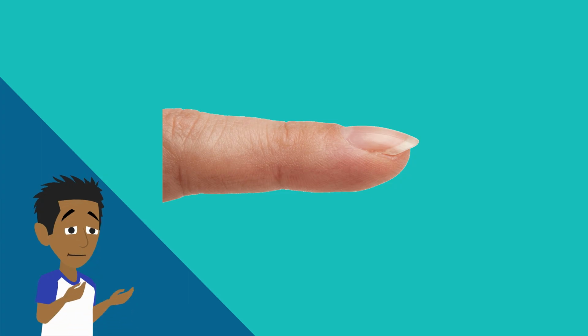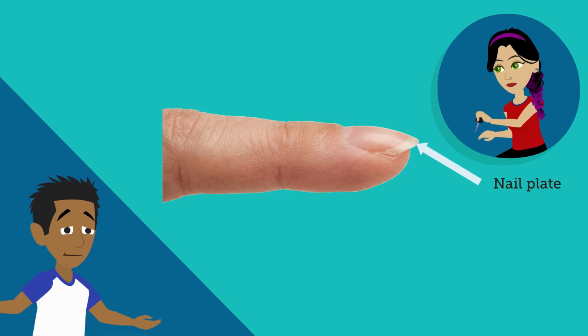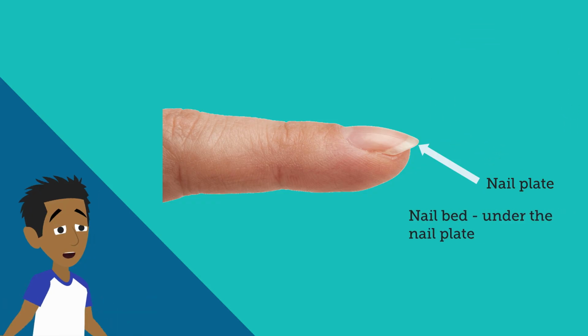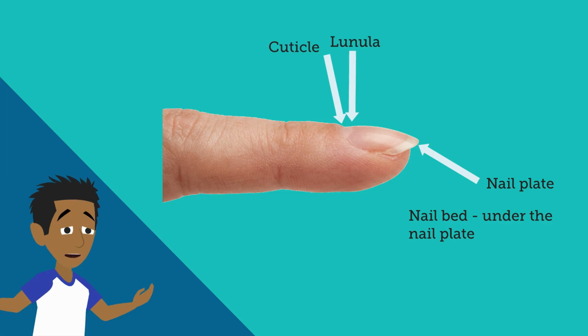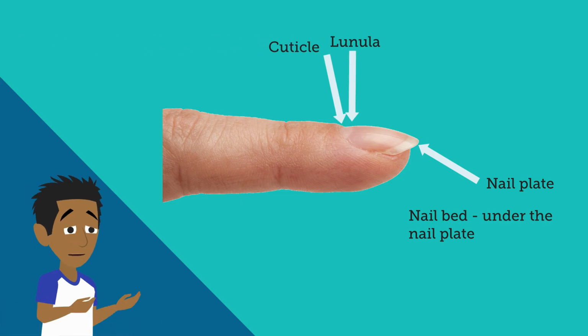There are several anatomical components of the nail, including the nail plate. This is the part you paint. The nail bed: the nail plate sits on top of this structure. Also the cuticle and lunula. You will spend time inspecting nails in lab this week.